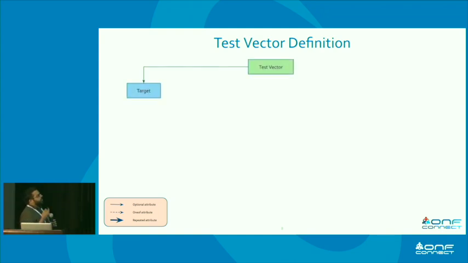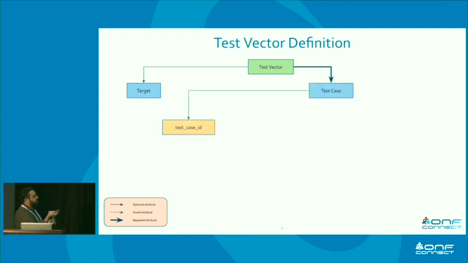So the test vector is run against a single switch. The target information can have the IP address, port, and other information that is needed to connect to the switch. And each test vector has multiple test cases. There's a test case ID that we can use for debugging purposes, so if any test case fails, we can check in the logs and easily identify that.